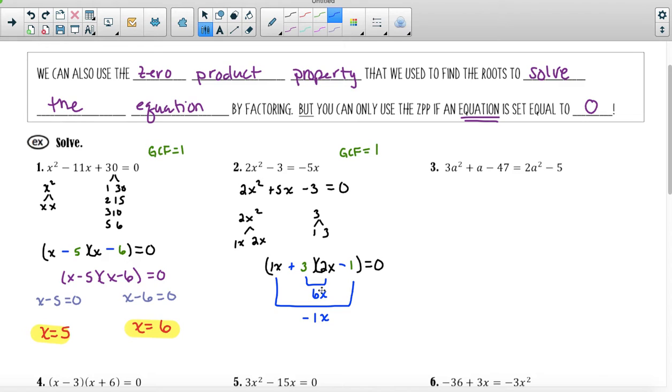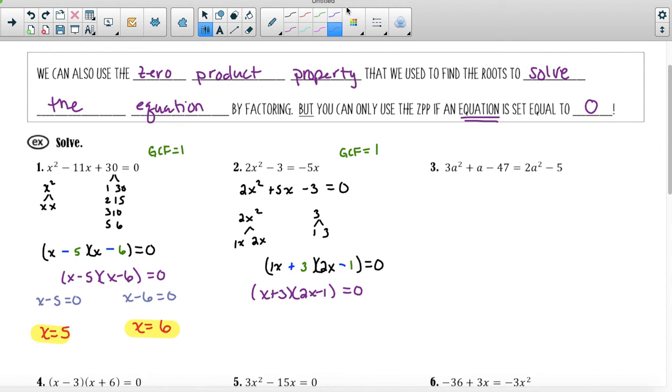So I have 6 minus 1 gives me a positive 5, and a positive 3 times a negative 1 gives me a negative 3. So these are actually our factors. This one actually does work. So now I can erase the work from my check because I have the correct factors. I will rewrite this as (x + 3)(2x - 1) = 0.